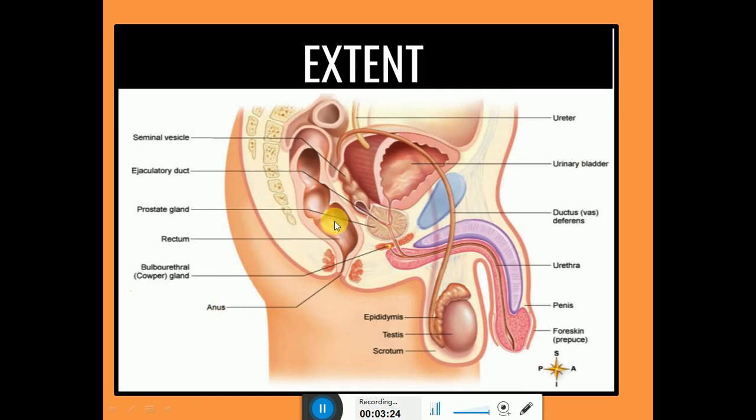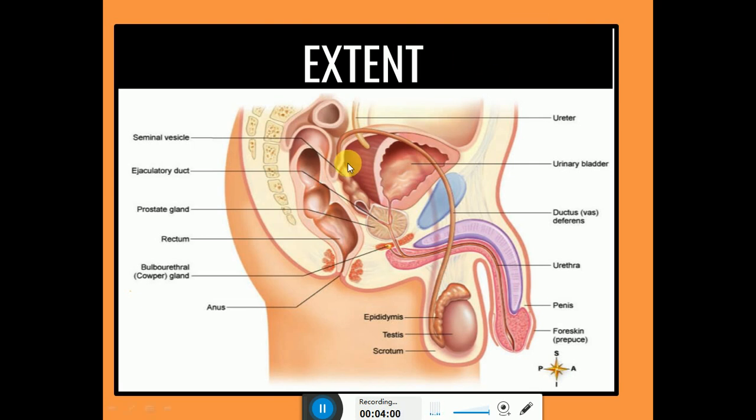This is the sagittal section. Here we can see a junction between anus and rectum. This junction is called the anorectal junction. It passes downwards and backwards, and there is an opening which can be seen, that is called the anal orifice.